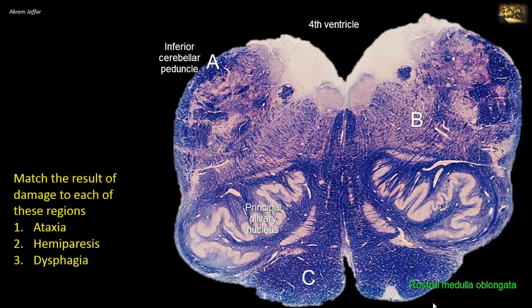A. The inferior cerebellar peduncle is composed of fibers entering the cerebellum, called the restiform body, which makes the bulk of the peduncle. Remember that the dorsal spinocerebellar tract enters the cerebellum through the inferior cerebellar peduncle. Thus, damage of the inferior cerebellar peduncle results in ataxia.